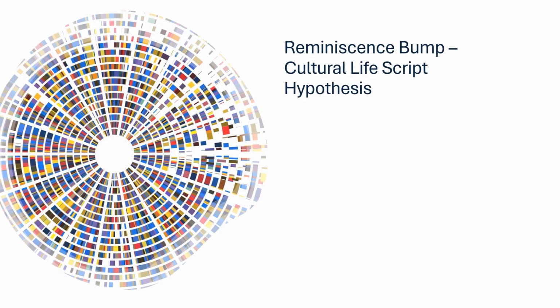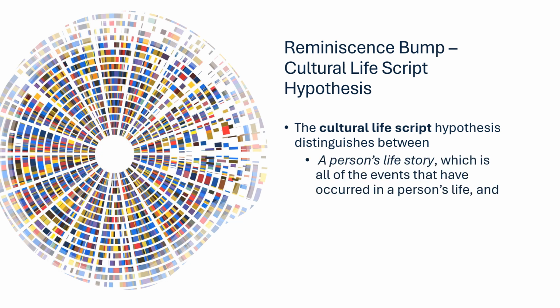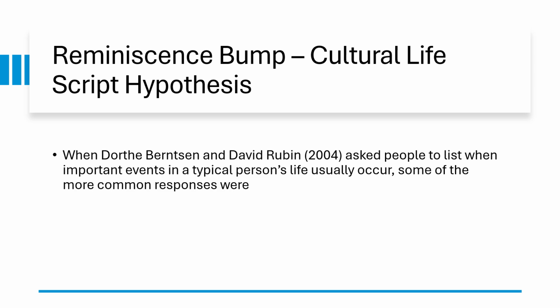Okay, so that all relates to something called the cultural life script hypothesis. And basically, the cultural life script hypothesis distinguishes between a person's life story, which is all of the events that have occurred in the person's life, and a cultural life script, which is the culturally expected events that occur at a particular time in the lifespan. And so basically, the idea is that events that you remember are those that fit into that cultural life script, right? And a lot of the most culturally significant events occur between the ages of 15 and 30, right?